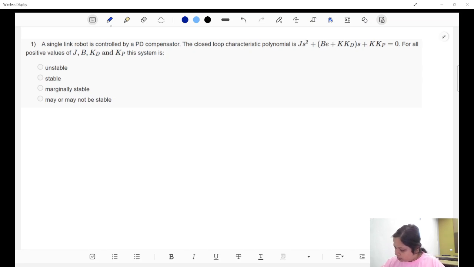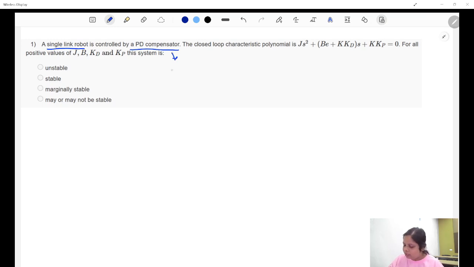A single link robot is controlled by a PD compensator. You can take it to be a PD controller. It's called a compensator because it sometimes compensates for gain, sometimes for steady state error. That is more of a frequency domain thing, so let's assume it to be a controller. If you're aware of the control systems course, then you would know compensator as well. I'm sure about it.